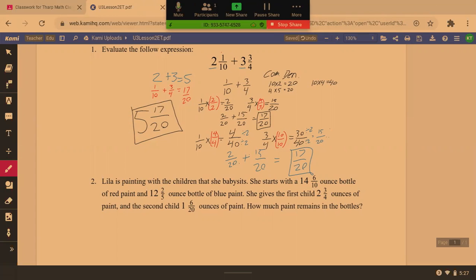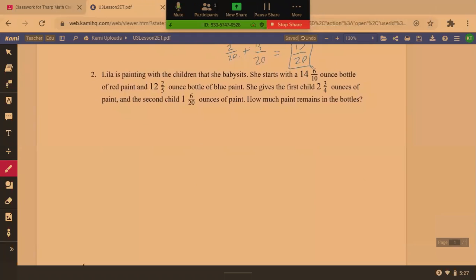Who got an A on the exit ticket? You know it's you. Okay.